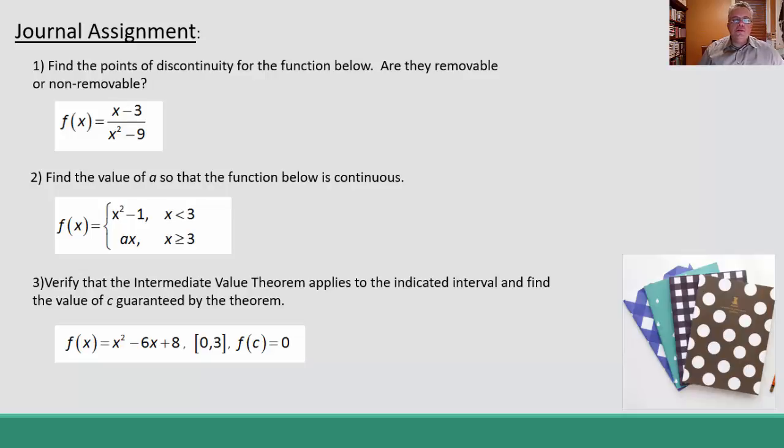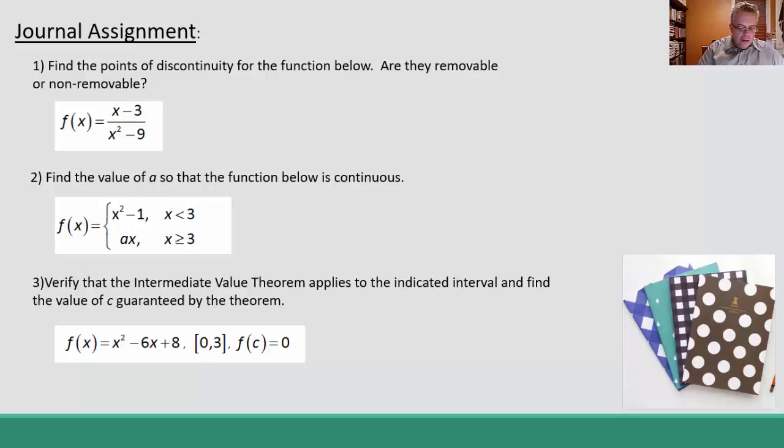This is your journal assignment. For number 1, find the points of discontinuity for the function below. Are they removable or non-removable? 2, find the value of a since the function below is continuous. I think you might get a decimal or a fraction there. That's fine. 3, verify that the intermediate value theorem applies to the indicated interval and find the value of c guaranteed by the theorem.